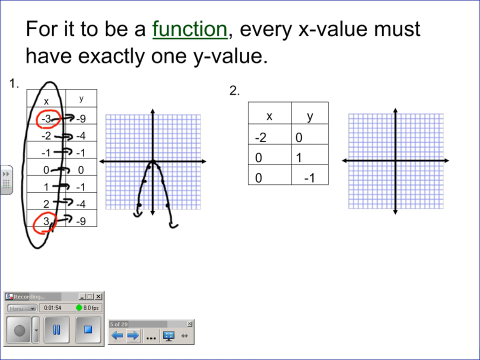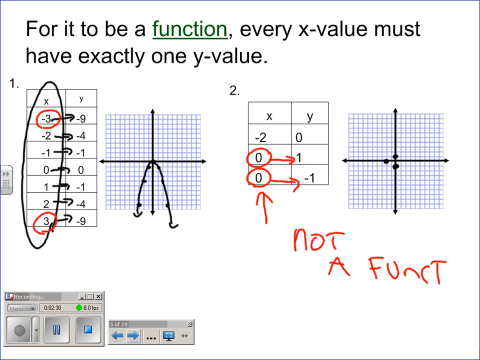Let's look at number 2. In number 2, we graph -2, 0, we graph 0, 1, and we graph 0, -1. And the issue we have here is that an x value of 0 has a y value of 1. It also has a y value of -1, and that's not okay. So for every x value, such as 0, there can be only one y value. And in this case, there are two different y values. So this is not a function, whereas number 1 was a function.